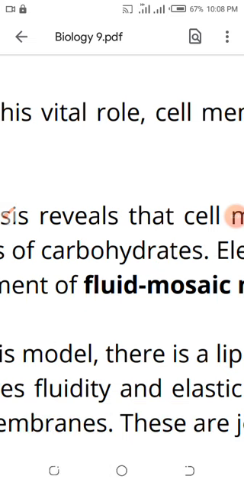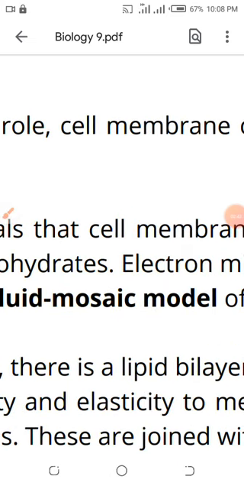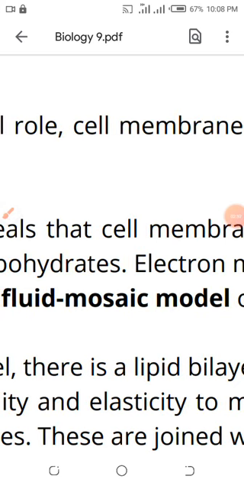Now you understand. When I was teaching you cell wall, I was talking about the composition of the cell wall and the pores present in the cell wall. Those pores were called plasmodesmata, and they were allowing the molecules to move from one cell to another. In this case, the fluid mosaic model: here in the cell membrane, the arrangement of the organic molecules in the cell membrane. That is the fluid mosaic model.